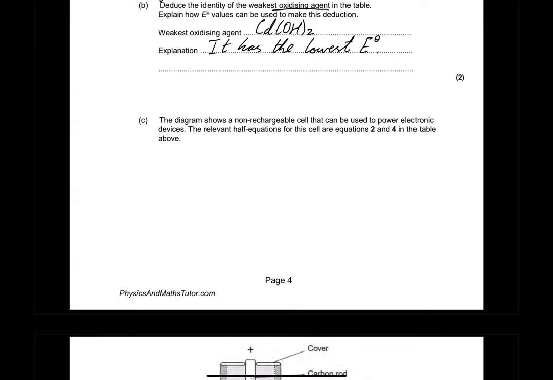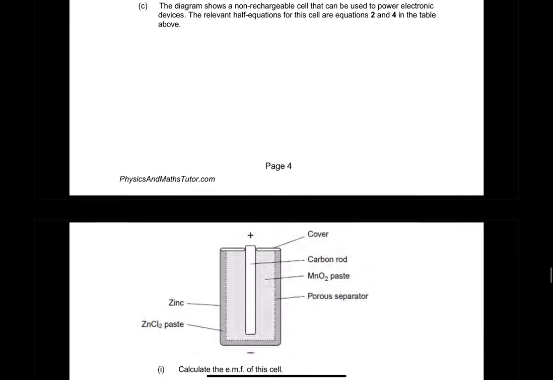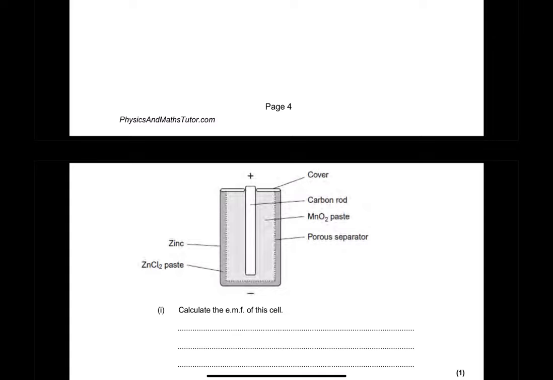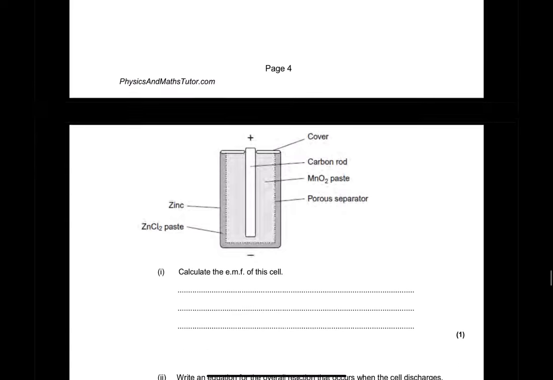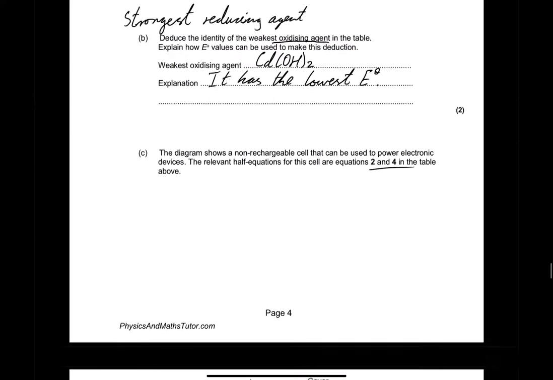The diagram shows a non-rechargeable cell that can be used to power electronic devices. The relevant half equations for this cell are equations 2 and 4 in the table above here. This is the one that looks like the Daniel cell, remember? So don't worry about that too much. These are the relevant ones, so 2 and 4. Okay, great. Calculate the EMF for this cell, so 2 and 4.